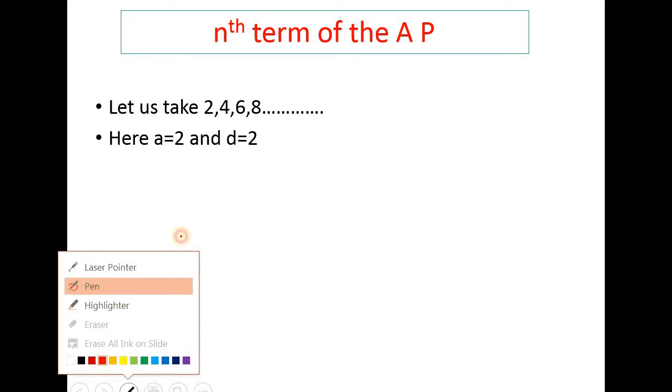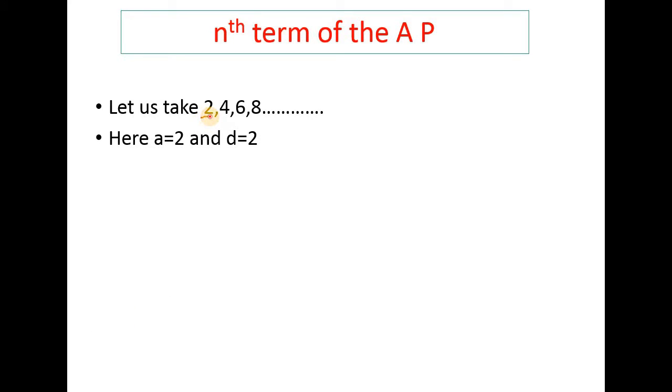Here the first term is 2, and the difference is 2: A2 minus A1 is equal to 2, A3 minus A2 is equal to 2, and A4 minus A3 is also 2. The difference is 2. Now the first term of this AP is A1, so A1 is equal to 2. We have written the first term as A.